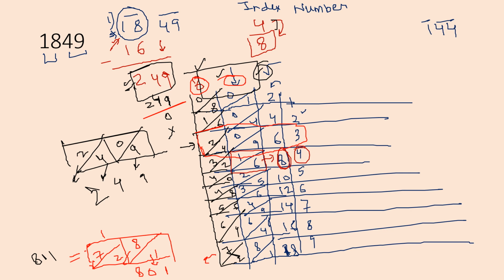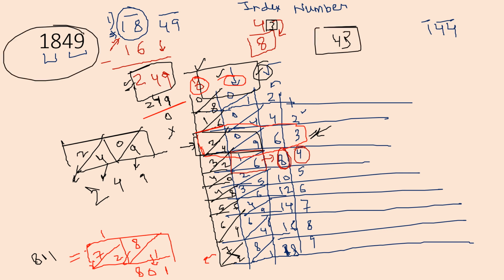So what is the next index number which you have to place here? This 249 is corresponding to which index number? 3. So just put 3 here. So 43 is the square root of 1849. Is it clear? It's a bit complex, but as soon as you start practicing, you'll get it right, okay?